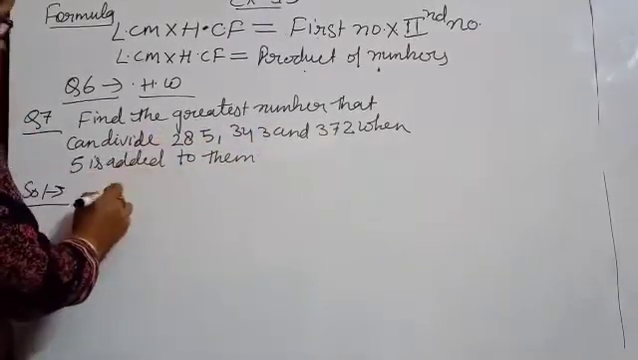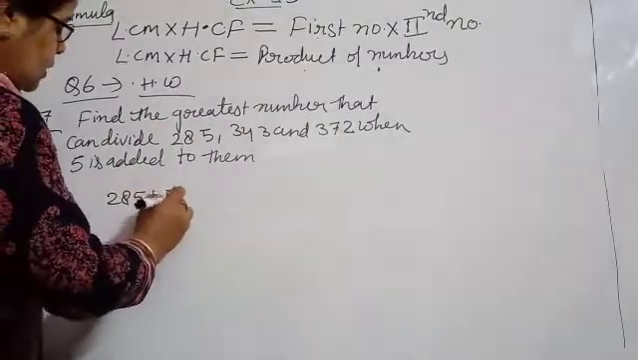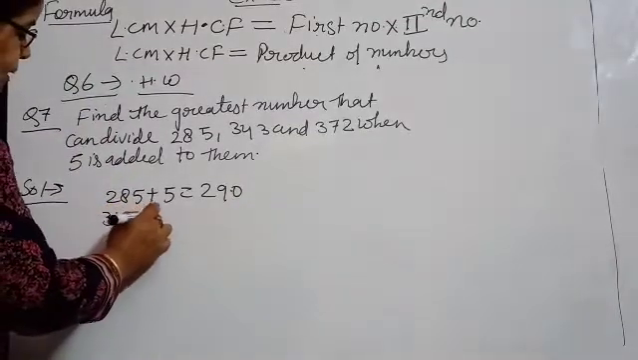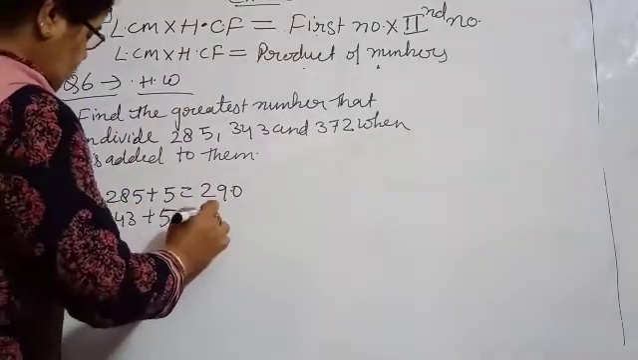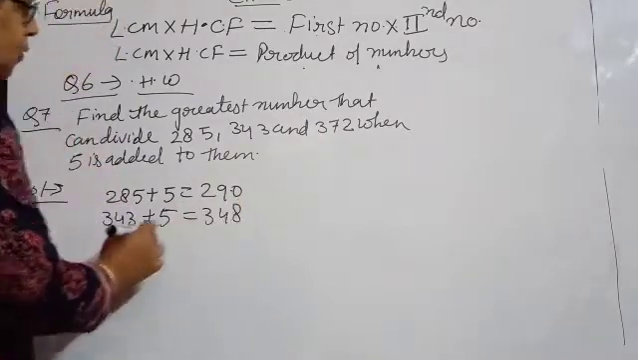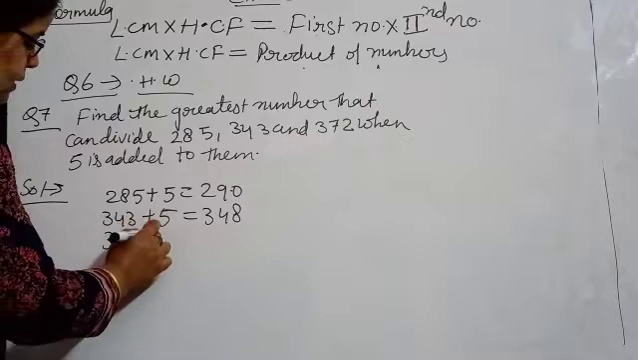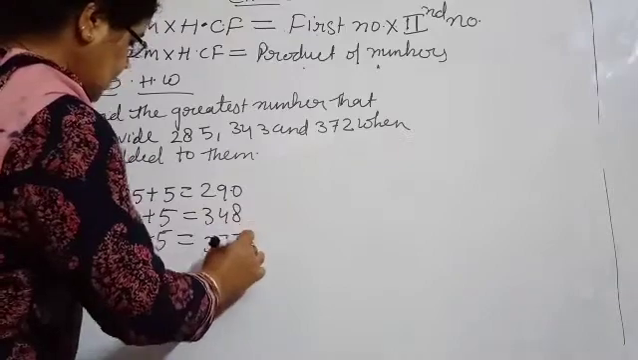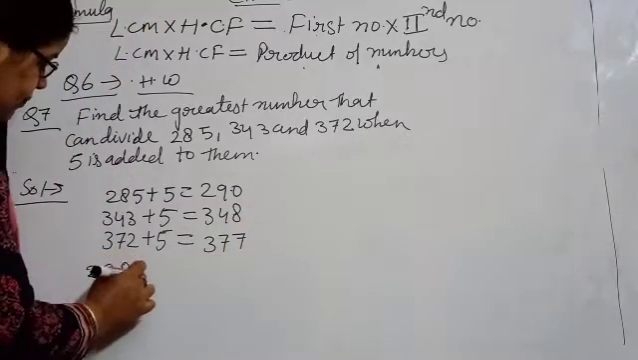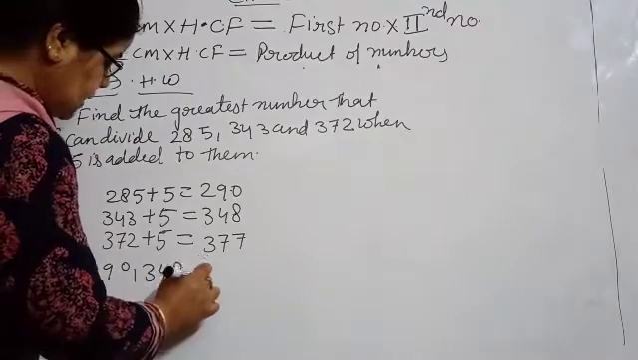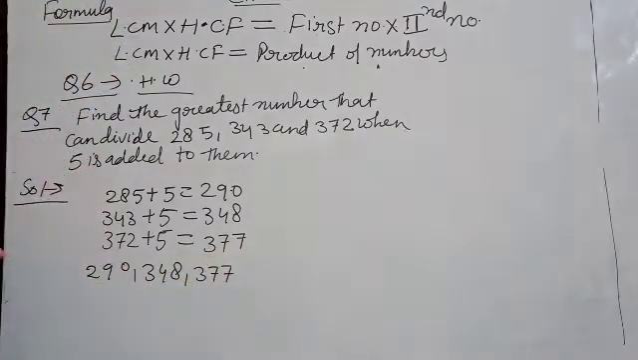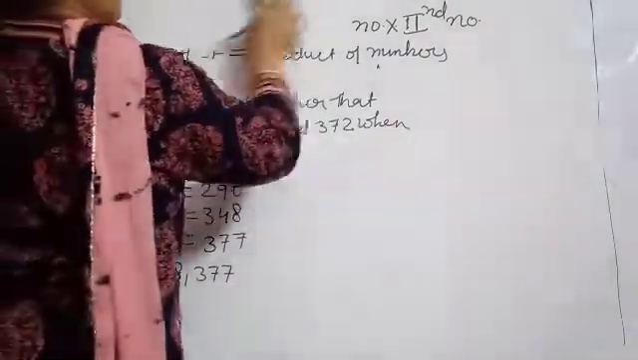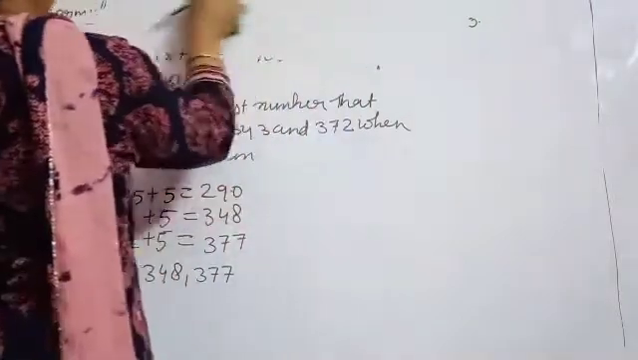See that, add 285 plus 5. What will it be? 290. Okay. Then 343 plus 5. What will it be? 348. Okay. And 372 plus 5 is equal to 377. Now we have the numbers 290, 348 and 377. What we will do? We will find their SCF. Now we are finding their SCF.